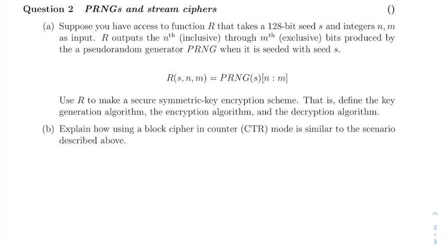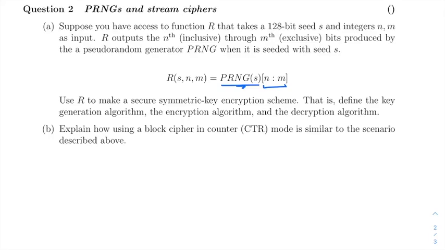As we can see from here, the pseudo-random generator just gives us some random value, and you can think of this like some Python list slicing, where it grabs the bits from n to m. So the goal here is we want to make a secure symmetric key encryption scheme from above.